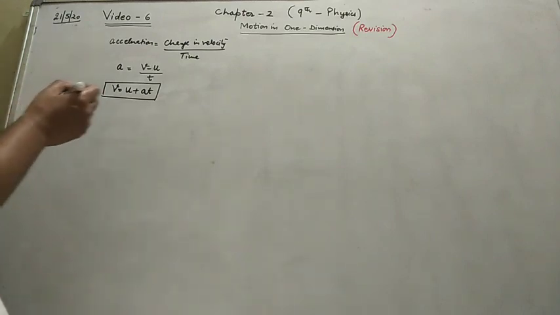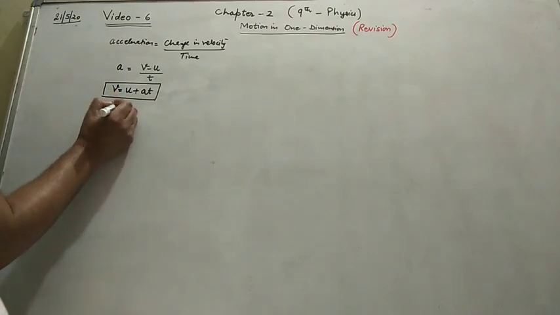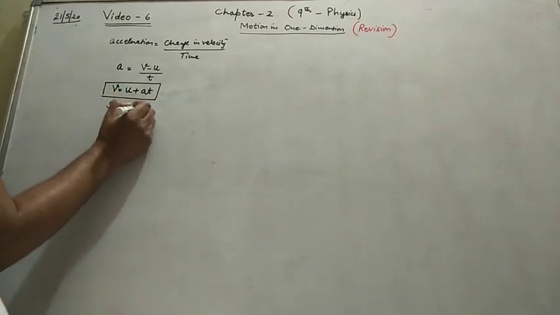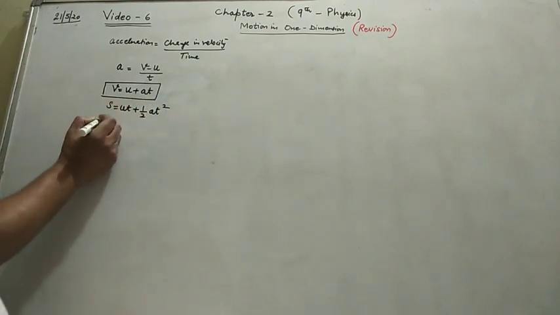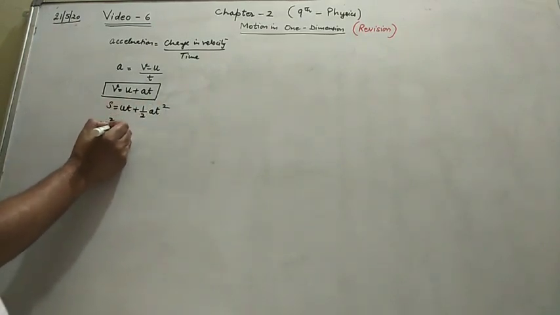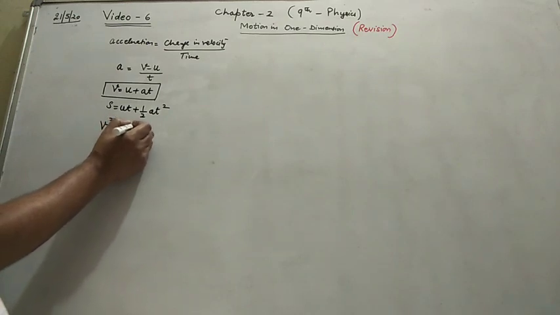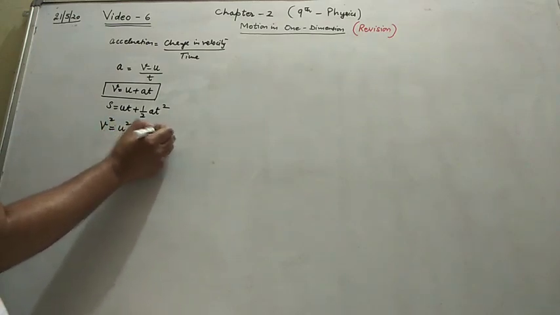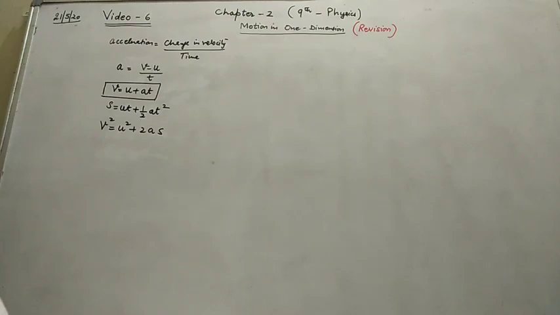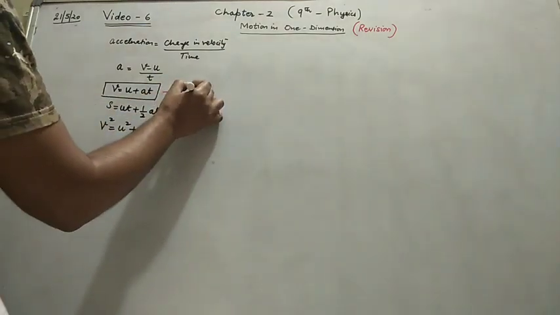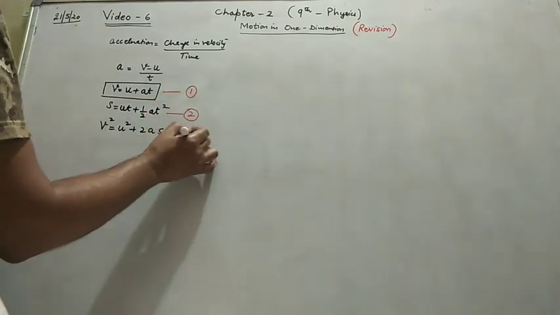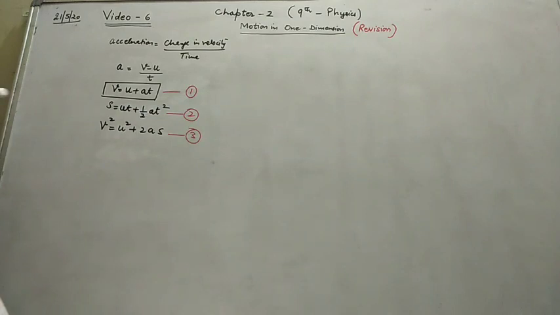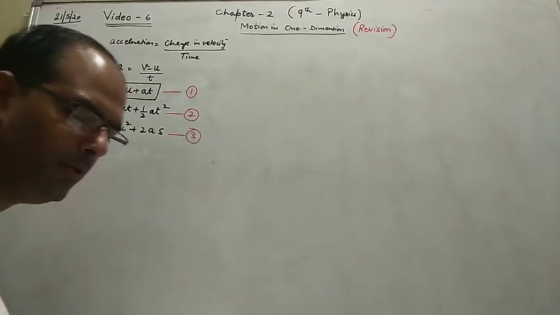Second is s is equal to ut plus half at square, and third is v square is equal to u square plus 2as. These all are equations of motion. This is the first equation, it is the second equation, and this is the third equation of motion.